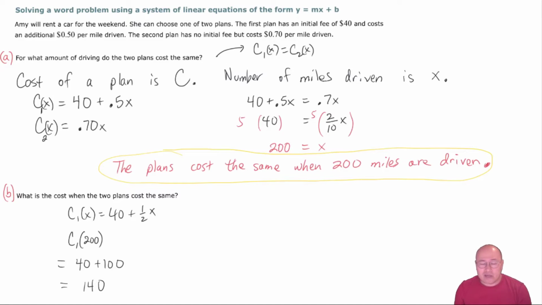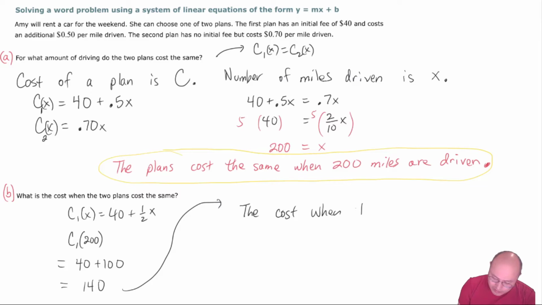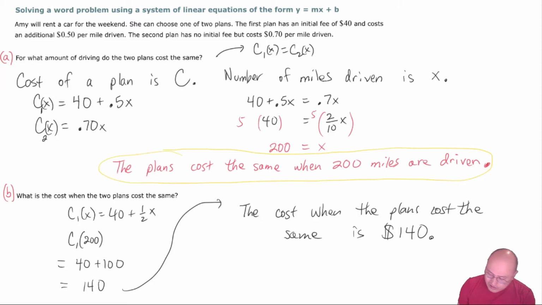Is it rupees? Is it pesos? Is it Hong Kong dollars? No, it's actually US dollars. The cost when the plans cost the same is $140. Circle your final answer. Make sure you show your work neatly.